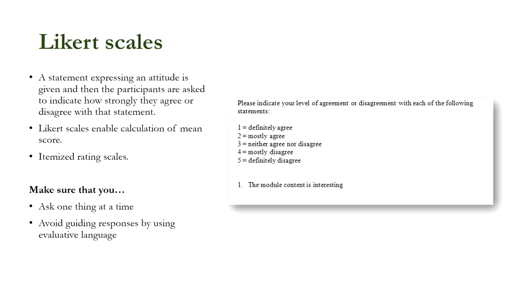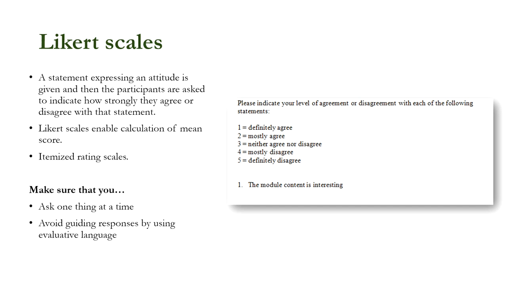Okay, returning back to questionnaire design then. So as well as including questions, you might want to include numerical scales, or what are known as Likert scales, and you'll probably be familiar with this format. So this is where we have a statement that expresses an attitude, and then the participants are asked to indicate how strongly they agree or disagree with that statement. They're helpful because they enable calculations of mean scores, and they are, as we've said, itemised rating scales. They tend to be between sort of 5 and 7 in terms of the actual numbered parts of the scale. So you can see an example of this on the right hand side.